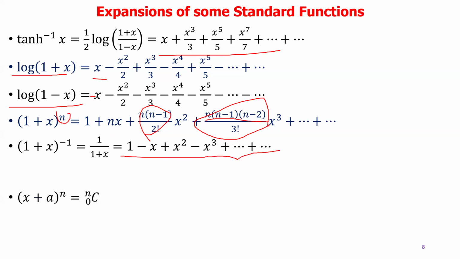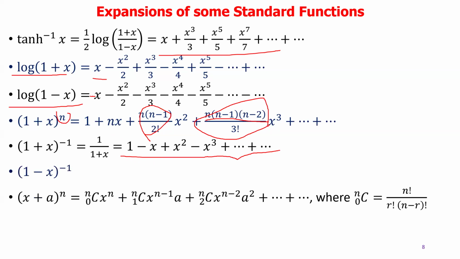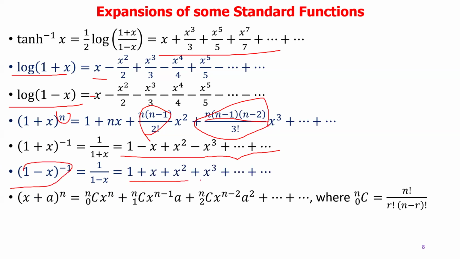If we write the expression for 1 minus x to the power minus 1, here all terms will become positive as compared to 1 plus x to the power minus 1. Here plus and minus will come alternatively, but for 1 minus x to the power minus 1, all terms will become positive.